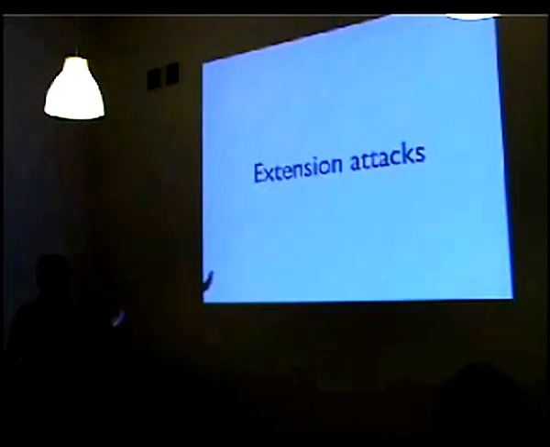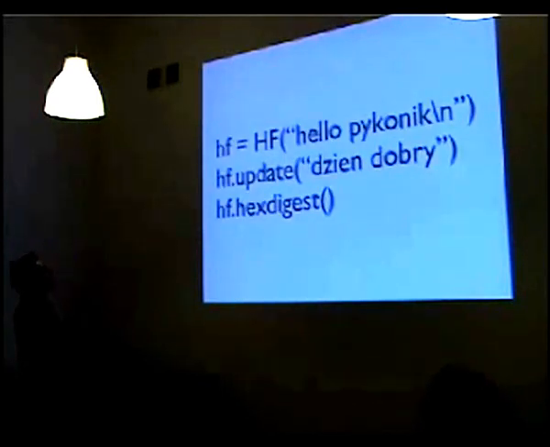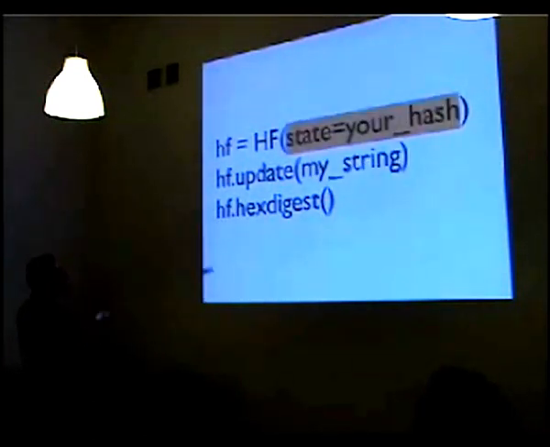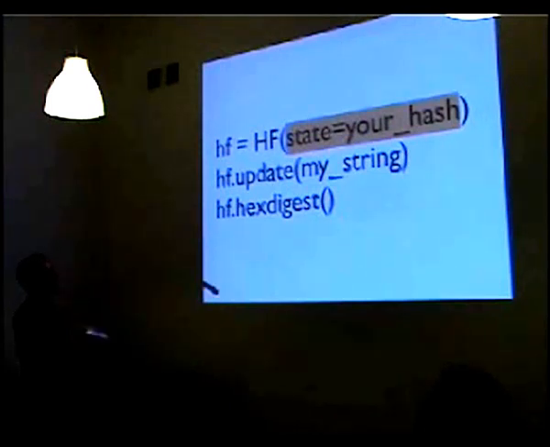For example, the most common version of this is extension attacks. So let's say that I have a hash function, and I'm using roughly the API that's in hashlib, the Python Standard Library module. So I create a hash function, and I start it with hello Pyconic, and I add some text Dzień, and then I take the hex digest value. Okay. Now, the actual hashlib API in Python does not have this API. There's no technical reason other than you shouldn't have a good reason to do this.